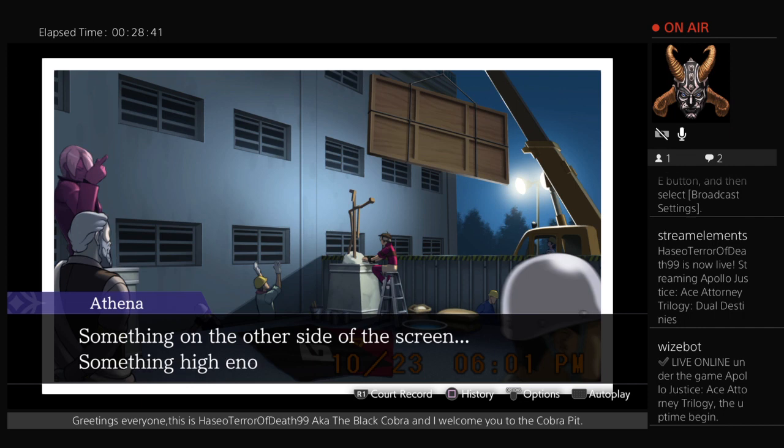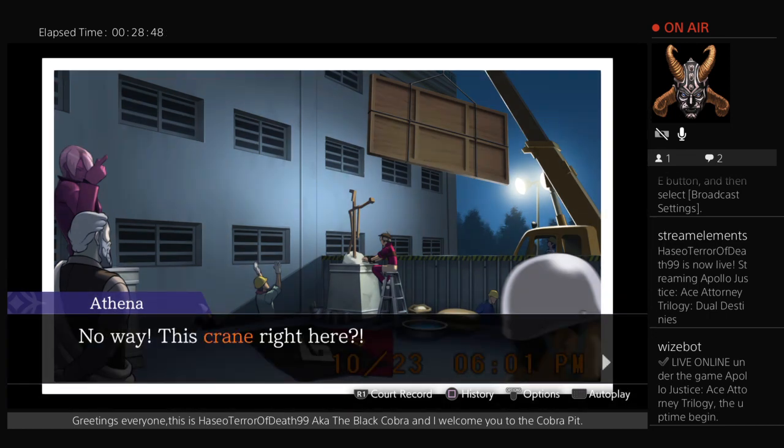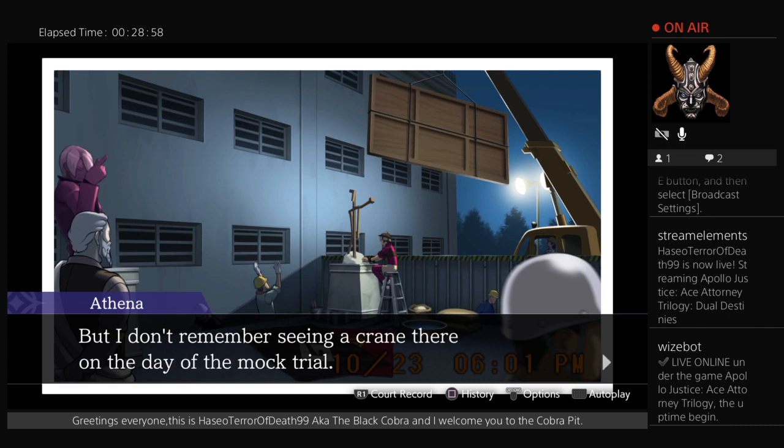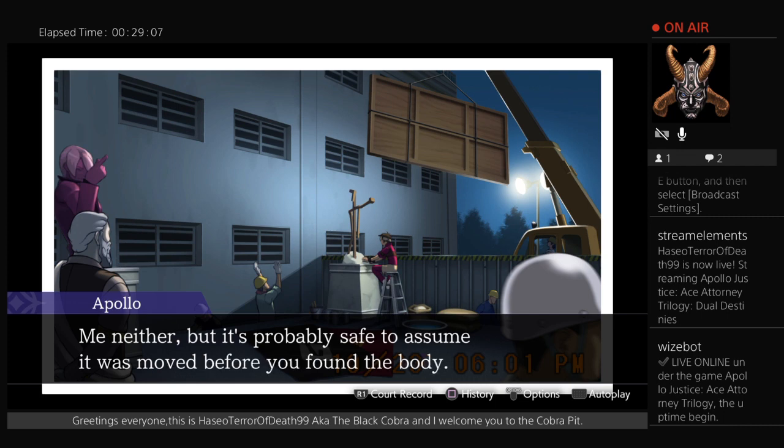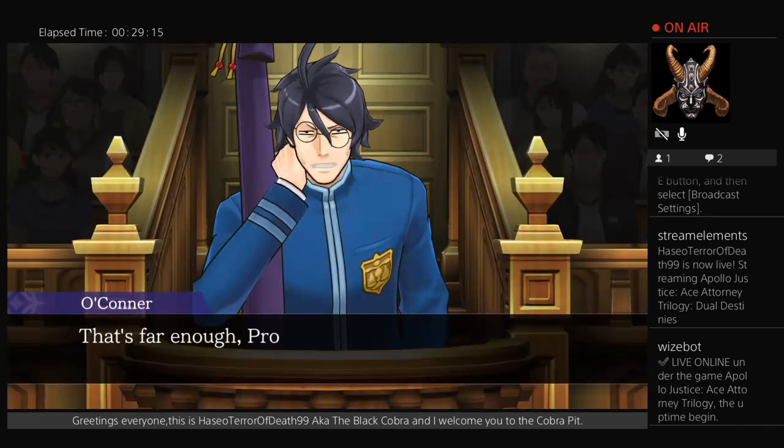Something on the other side of the screen is high enough to see the stage. Right there, the window. The crane as well. There wasn't a crane near the stage on the day of the mock trial. It's probably safe to assume it was moved before you found the body. Exactly.